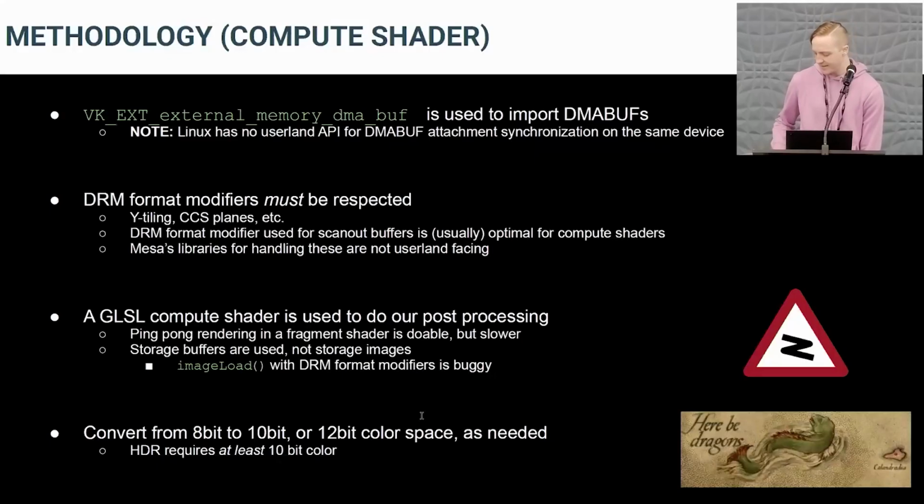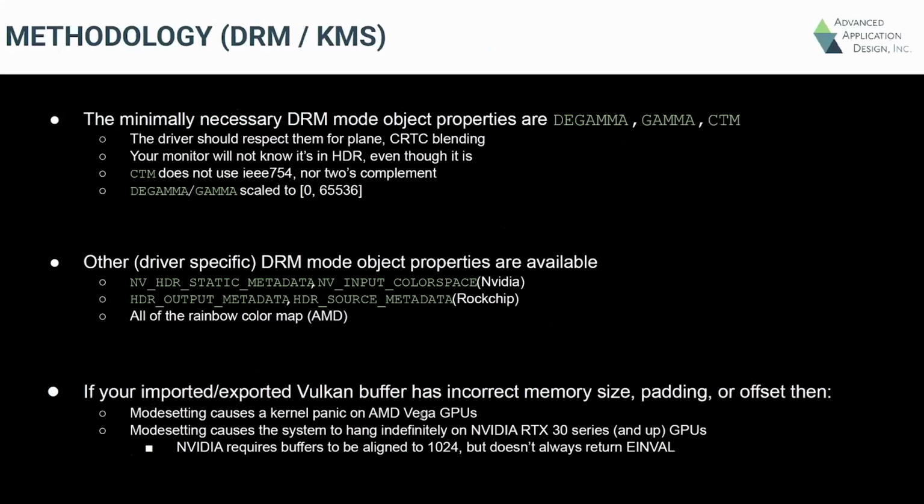On the DRM KMS side of things, since we are talking to the display, we have to tell the driver what info frames to send to the display. And the bare minimum info frames you have to send to do this basically talk about your D gamma, gamma, and CTM information.